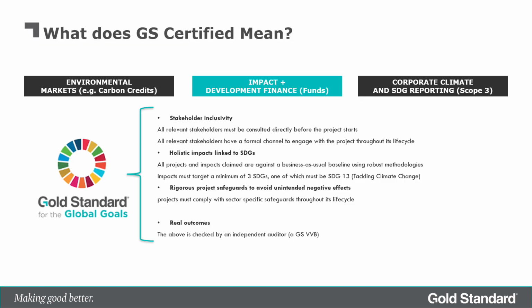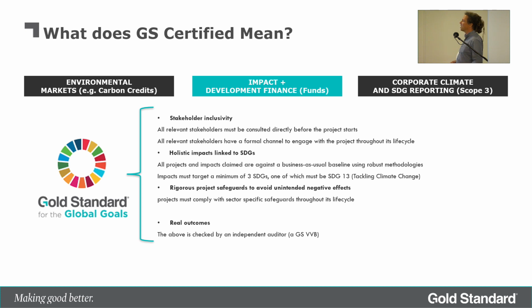Vision and mission, not super important right now. So the bit I want to talk about is, what does Gold Standard certified actually mean? As we've mentioned, Gold Standard works in 3 different areas: environmental markets, i.e. carbon credits; impact and development finance, which is the main focus of SCF; and corporate climate and SDG reporting. The takeaway is that regardless of whether you're a carbon offset project, a fund, or a scope 3 intervention, if you're Gold Standard certified, you will have certain key criteria about your investment project. These are defined within our standard, which is called Gold Standard for the Global Goals.